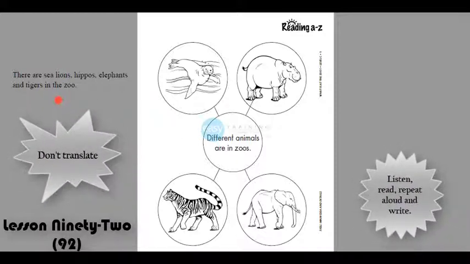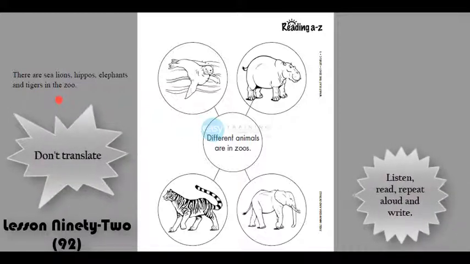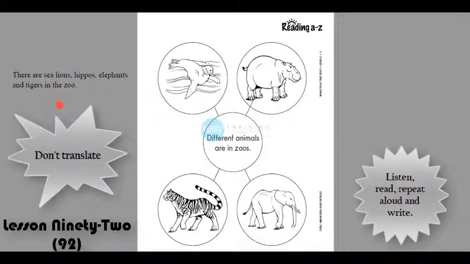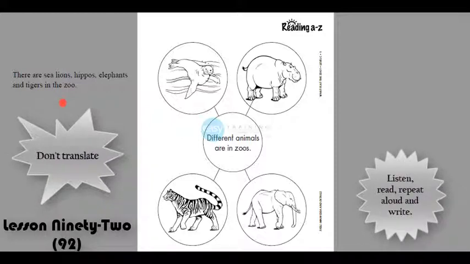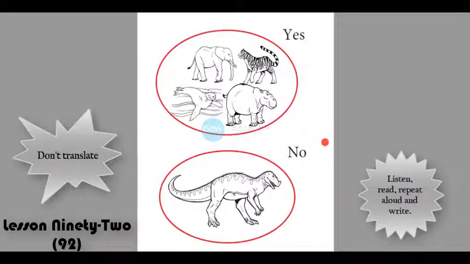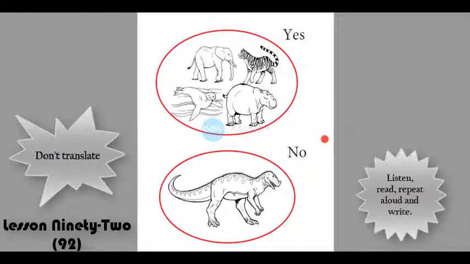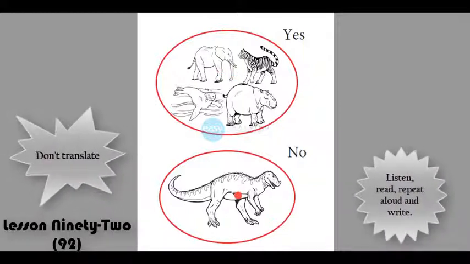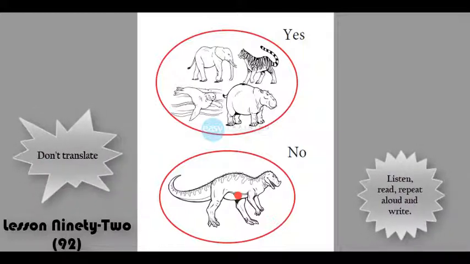Now, I'm going to show you one kind of animal that is not in the zoo. And then we're going to make a new sentence making a contrast between what you can see in the zoo and what you cannot see in the zoo. Here you are. The words yes and no indicate what animals you can see in the zoo and what animal you cannot see in the zoo.